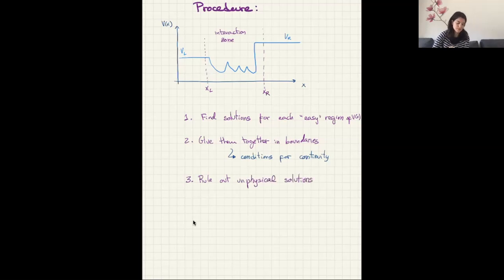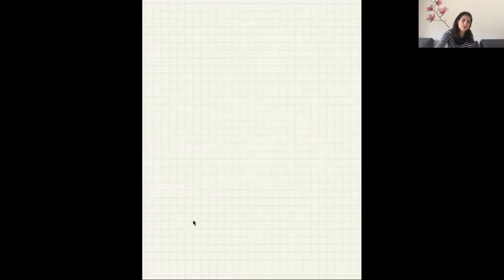So what we'll do next now is to see what these kinds of conditions are. And then we'll see some examples of solutions for some easy regions like this and this. And then we'll start gluing them together depending on how much time we have. Okay. So first of all, what are the continuity conditions?